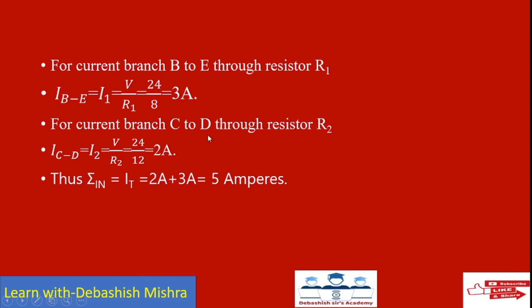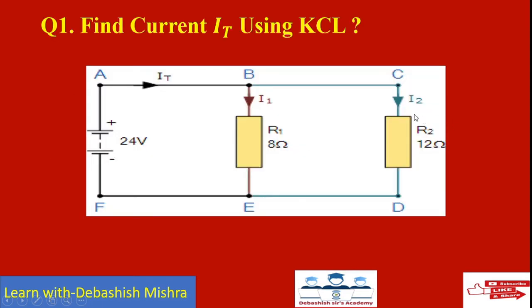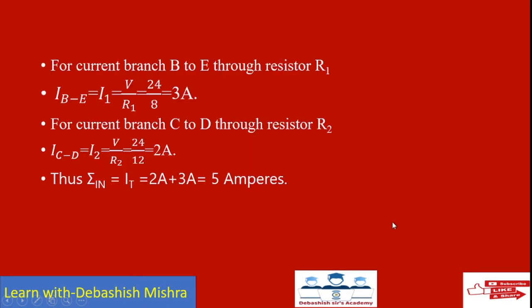For the current in branch C and D, you will get V by R2. I have already told you in a parallel connection voltage is the same. So 24 by 12, you will get 2 ampere. So IT, the total current, or summation of input is equal to output, is 2 plus 3 is equal to 5 ampere.